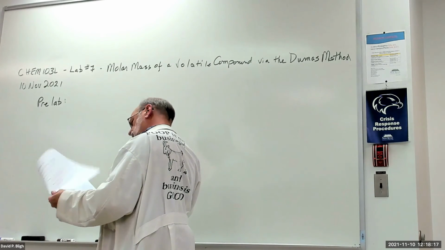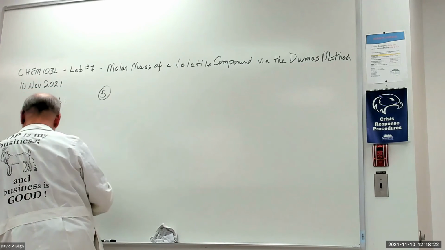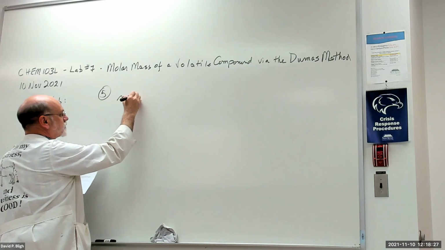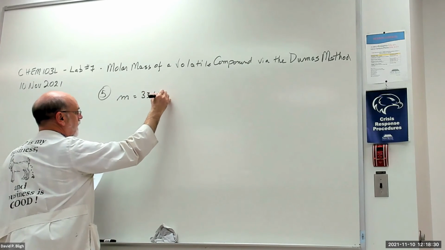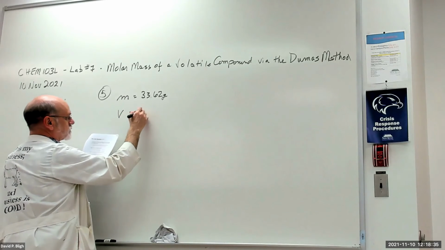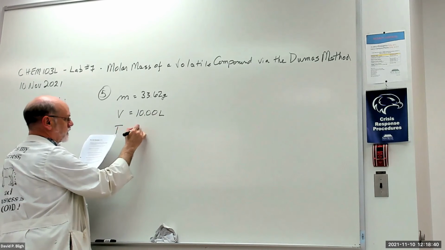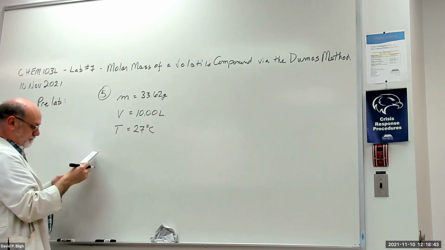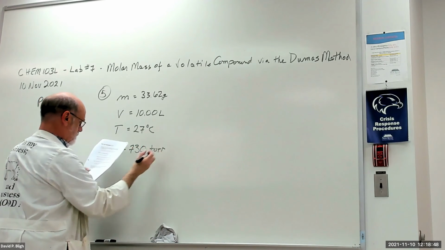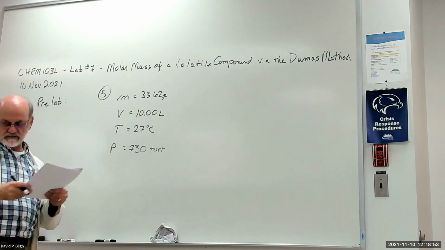And then the last one, it looks like 5, needs a calculation. A gas with a mass of 33.62 grams, a volume of 10 liters, a temperature of 27 degrees C, and a pressure of 730 torr. What's the molar mass of that gas? And then which gas is it?